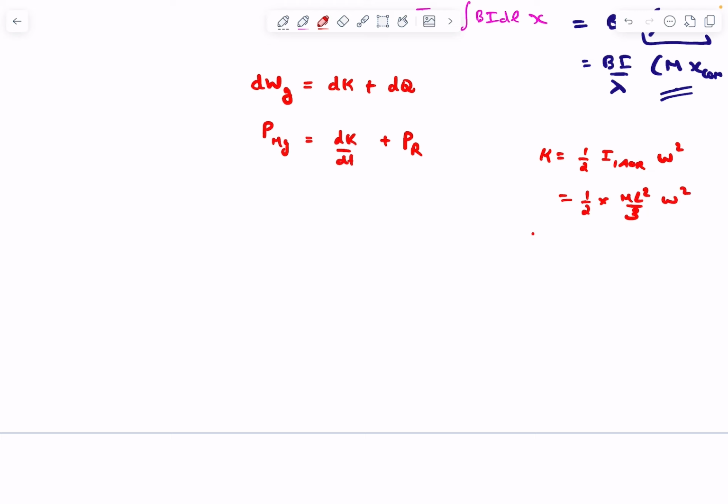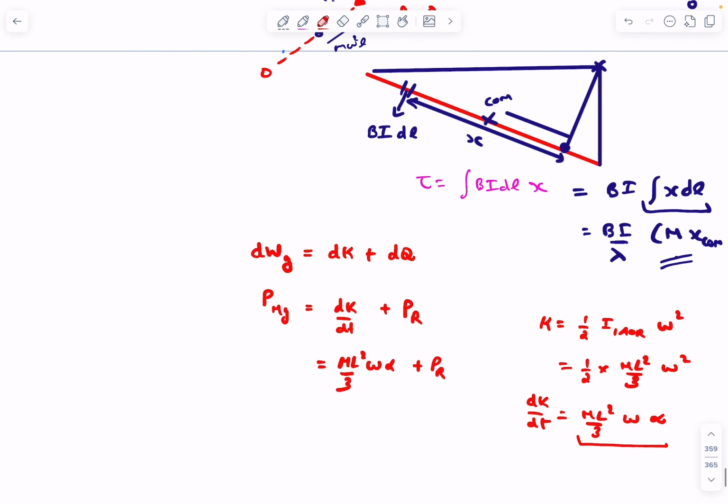So now let's find the time derivative dK by dt. ml square by 3 omega squared. So the derivative of omega square is 2 omega multiplied by d omega by dt, right? So d omega by dt, let's just take it as alpha. So this is the time derivative of the kinetic energy, and it is going to be ml square by 3 omega alpha. Now the power dissipated across the resistor, this is something that we figured out earlier. Okay, so now let's talk about the power of gravity.